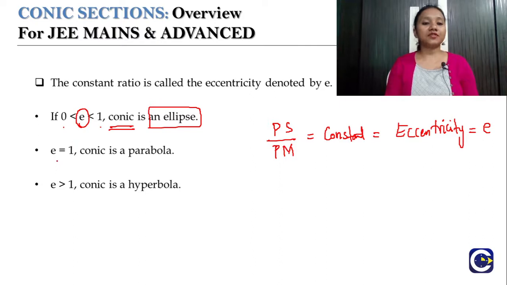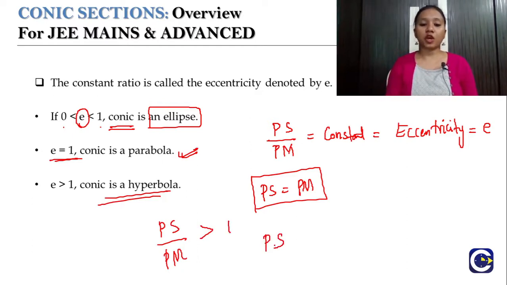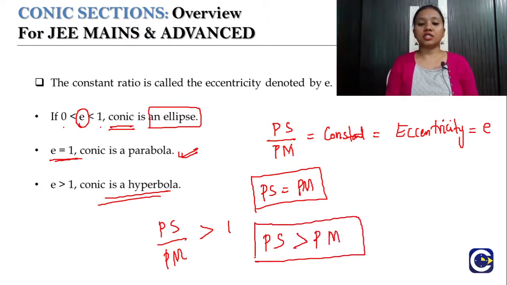On the other hand, when the eccentricity is equal to 1, that means our PS will be equal to PM, then it denotes a conic section which is a parabola. And next, when the eccentricity is greater than 1, that means the corresponding conic section is a hyperbola, which means PS by PM will be greater than 1, which indicates the distance from the fixed point will be greater than the distance from the fixed line. So this will be my conic section, the hyperbola.